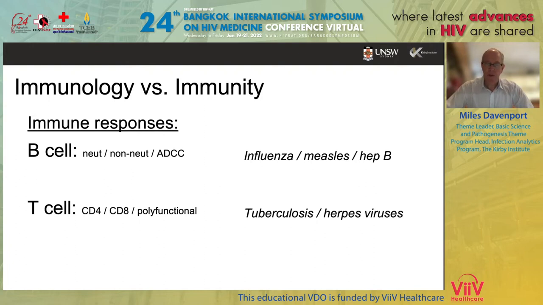We're quite familiar with the concept that these responses have different effects on different infections. For example, antibody responses are used as a correlate of immunity for acute viral infections like influenza, measles and hepatitis B. We measure antibody levels to know if someone's protected. On the other hand, for T cells, we have an assay to detect T cell responsiveness in tuberculosis. We also think that T cells are important for control of chronic herpes virus infections, CMV, EBV, etc.